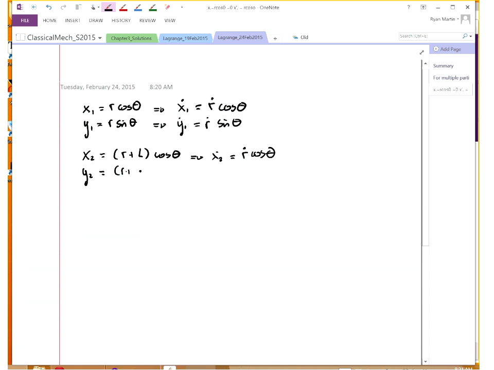And so that's also going to be equal to R dot cos theta. And similarly, y2, which is R plus L sine theta. If I take the time derivative of that, y2 dot, I get R dot sine theta. Okay?